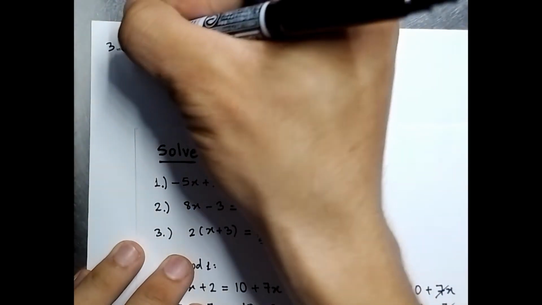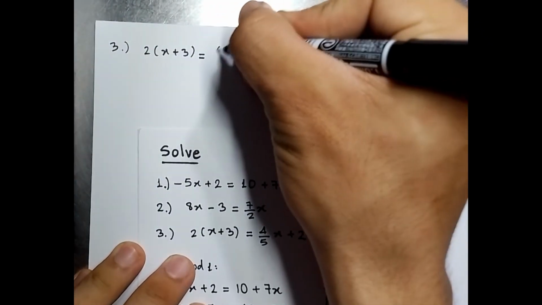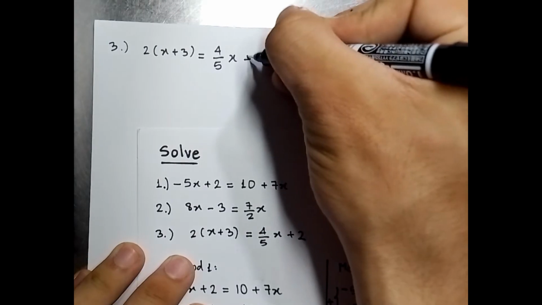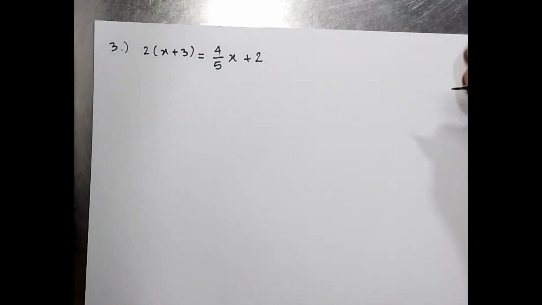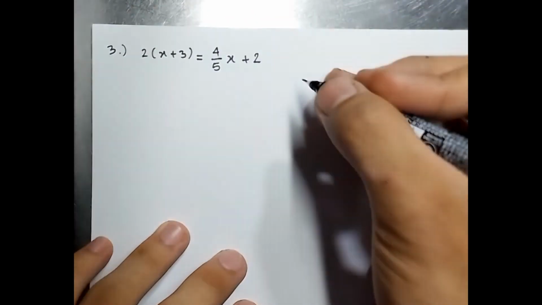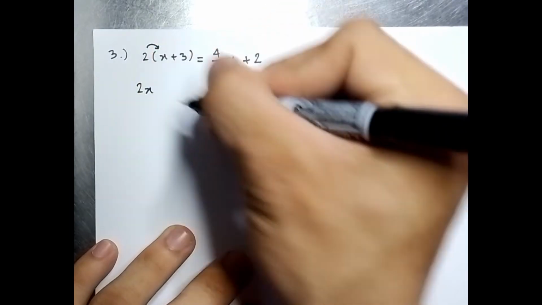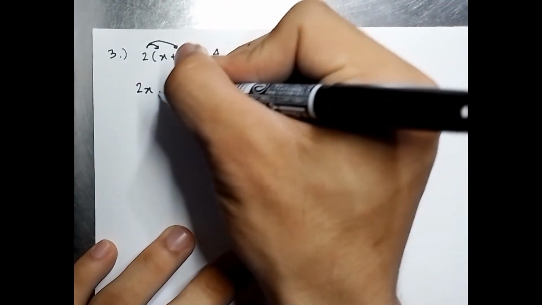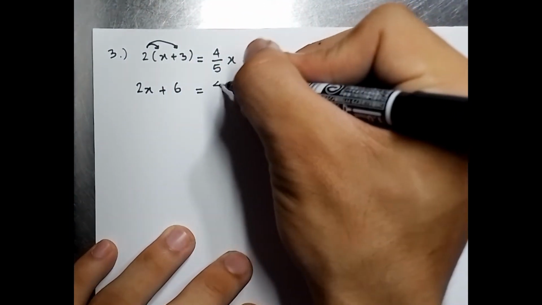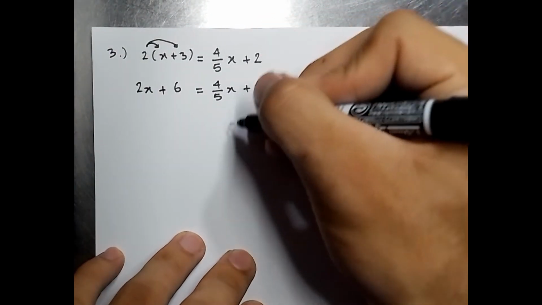This one we have 2 factor x plus 3. Actually, it's pretty similar to the other two, except this one has parentheses. Okay, so we got this parenthesis. You have to solve this one first. 2 times x equal 2x, 2 times 3 equal positive 6. 4 over 5x plus 2 remain the same, don't change anything.